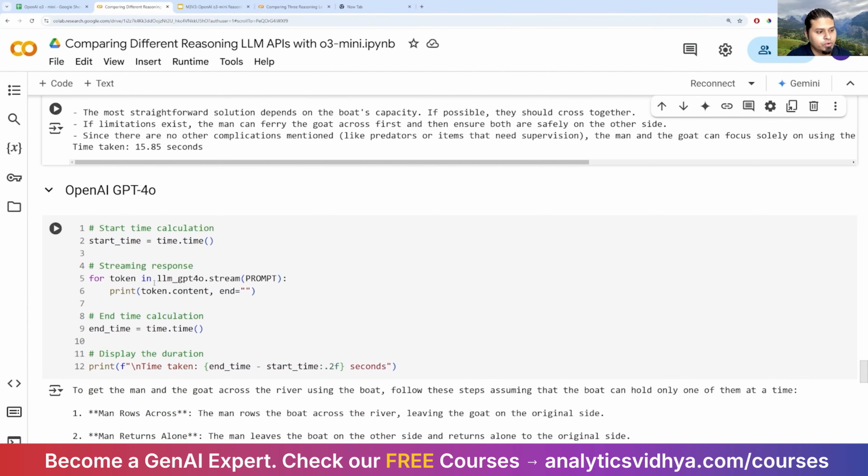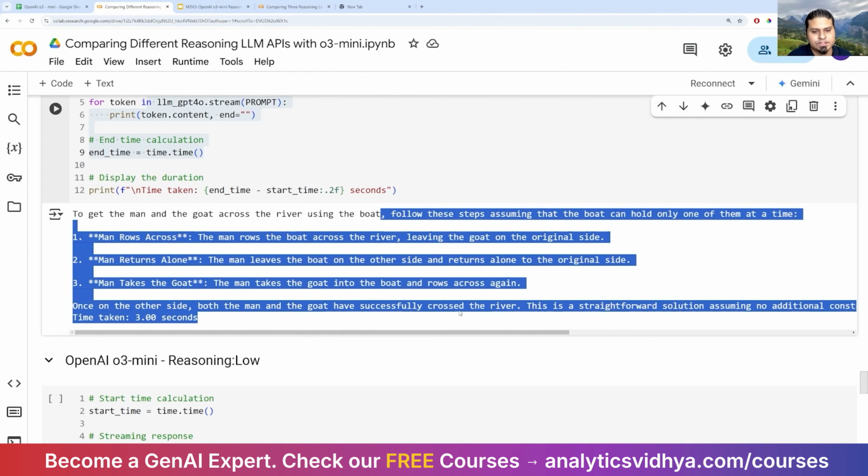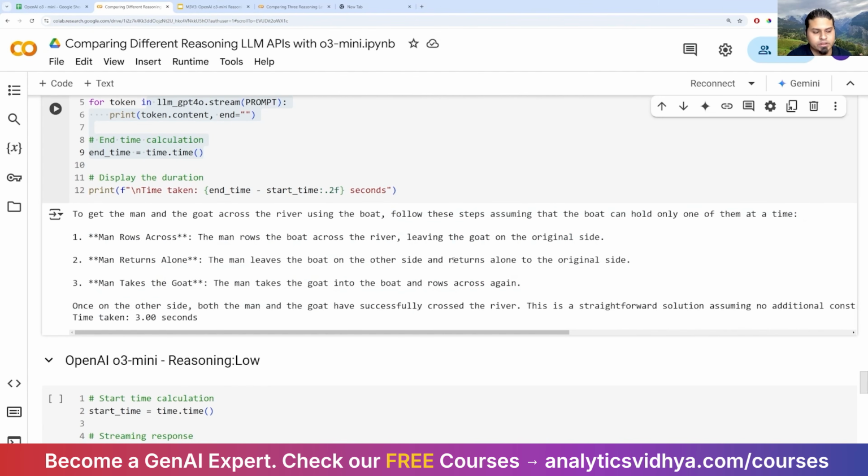For GPT-4o, it gives us the wrong answer, which is man rows across with the goat, again comes back and again takes himself, which doesn't make any sense. Result comes out faster, obviously, because it's not a reasoning LLM, but it doesn't do that well.